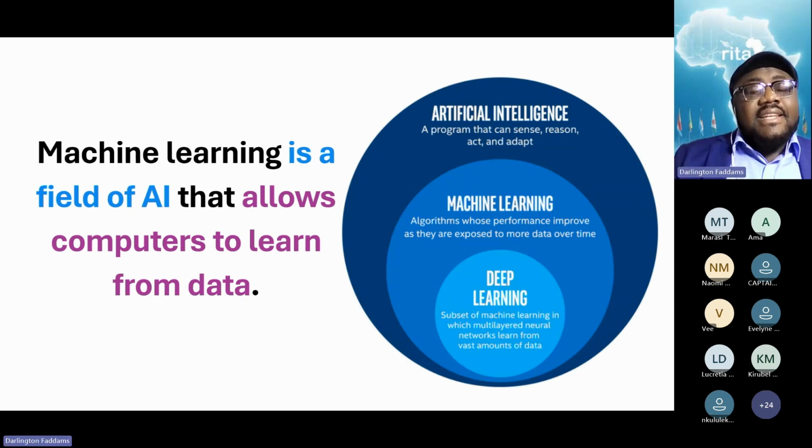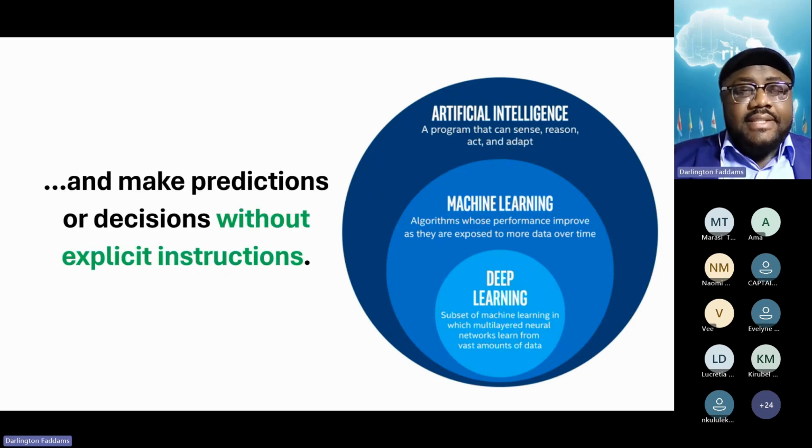Inside the field of machine learning, we have another field called deep learning, where the algorithm you choose to use is a special one called neural networks. If you use neural networks to do your training, then you've entered a whole new realm, the realm of deep learning. These AI systems can make predictions and decisions without explicit instructions.